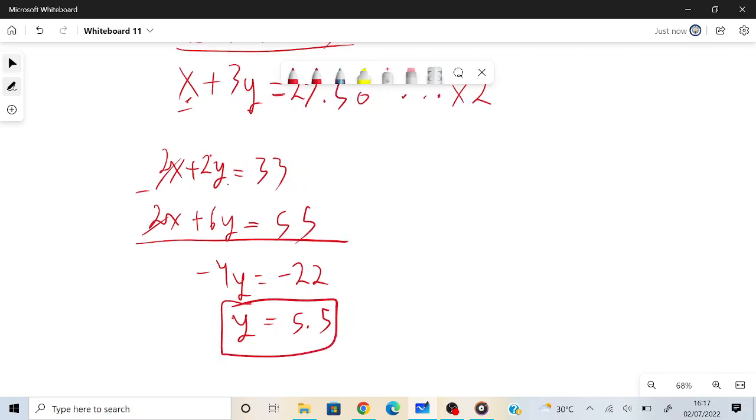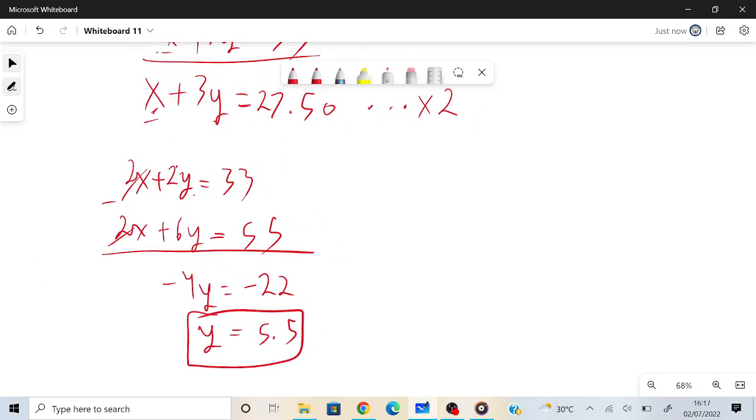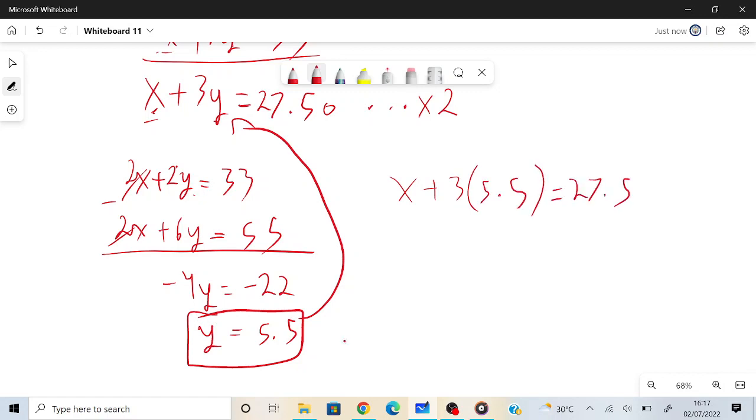Now that I have my y, we can go ahead and solve for x. So let's just put this y into this equation over here. I will now have x plus 3 times 5.5 equals 27.50. I have x equals 27.50 minus 16.50. Why minus 16.50? Because 3 times 5.5 is 16.50, and taking it to the other side, I will subtract 16.50 from 27.50. And doing this, you should get x is 11.